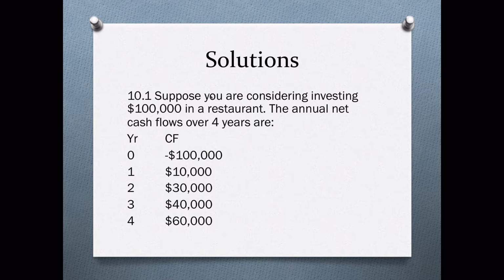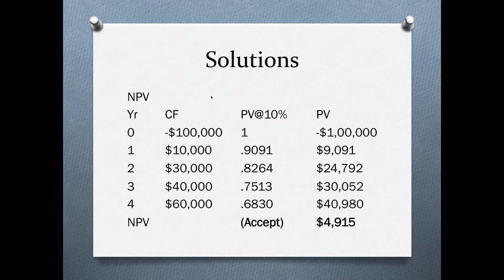All right. So on 10.1, the problem is that we're investing $100,000 in a restaurant. We have four cash flows from that investment of $10,000, $30,000, $40,000, and $60,000. So we first want to do net present value, and what net present value asks us is whether the present value of the cash flows is equal to or greater than the initial investment. If it is, then we accept. If not, then we decline.